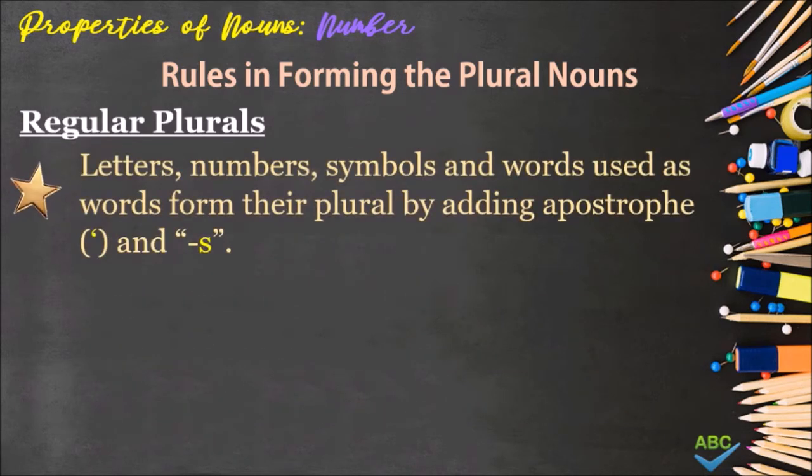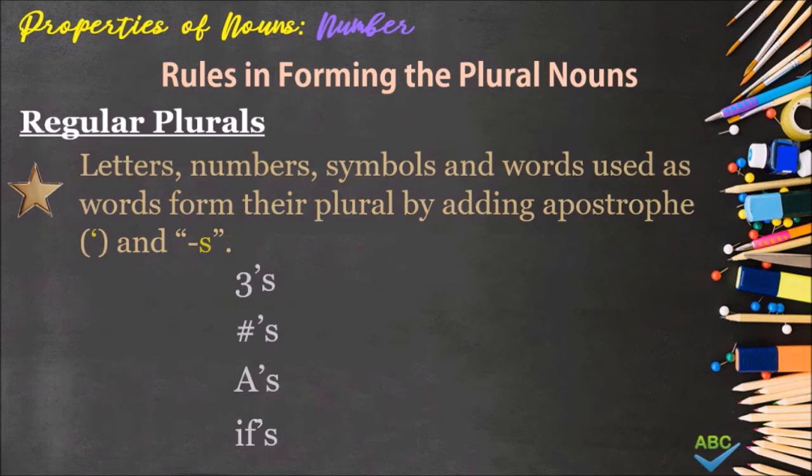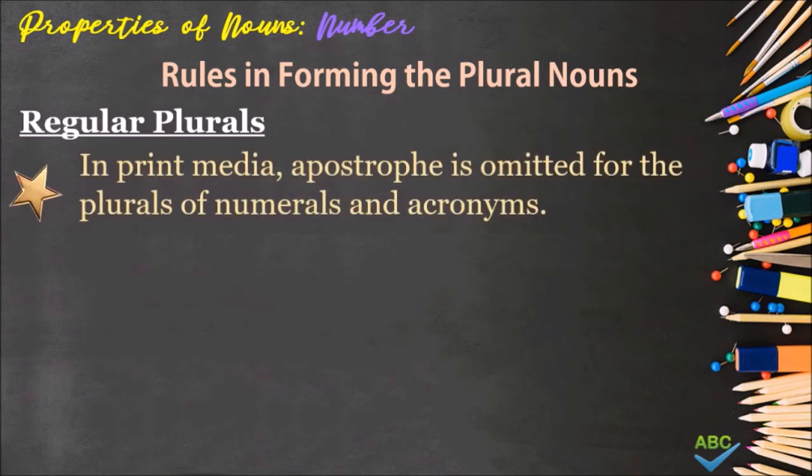Letters, numbers, symbols, and words used as words form their plural by adding apostrophe and S. Here are some examples. In print media, apostrophe is omitted for the plurals of numerals and acronyms. Here are some examples.